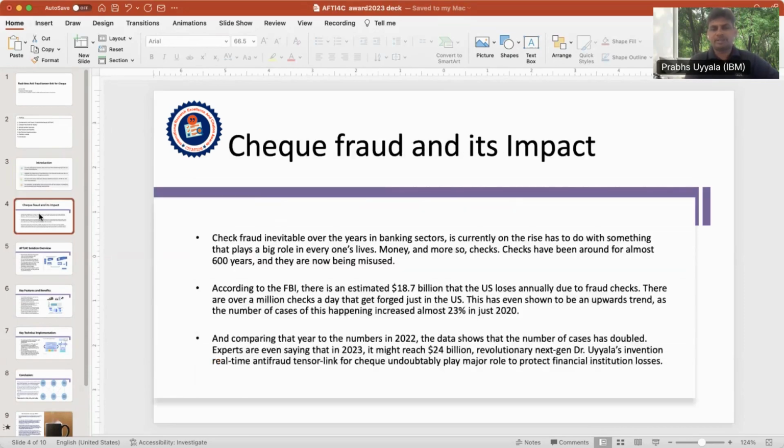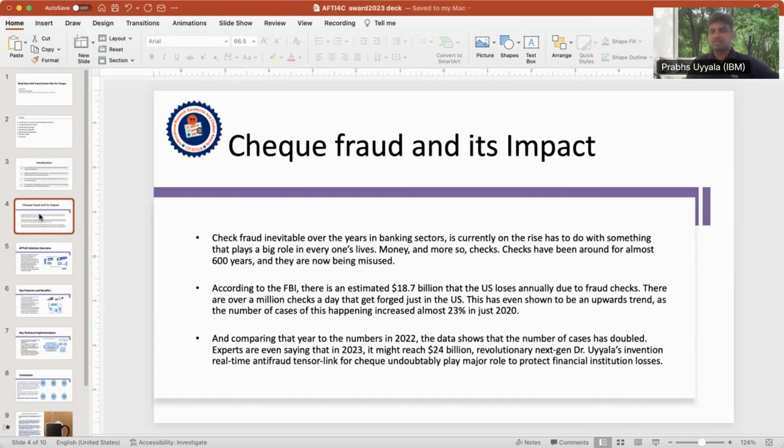Check fraud and its impact. That's what I explained. Check fraud is inevitable over the years. The banking sector is on the rise, dealing with something that plays a big role in everybody's life: money and checks. Any big purchases we do, a house or anything, big business deals, happen through checks. The check is not new. It's been there for years, 600 years, and India was the first to use it. According to the FBI, there are 18.7 billion in US losses annually due to fraudulent checks.